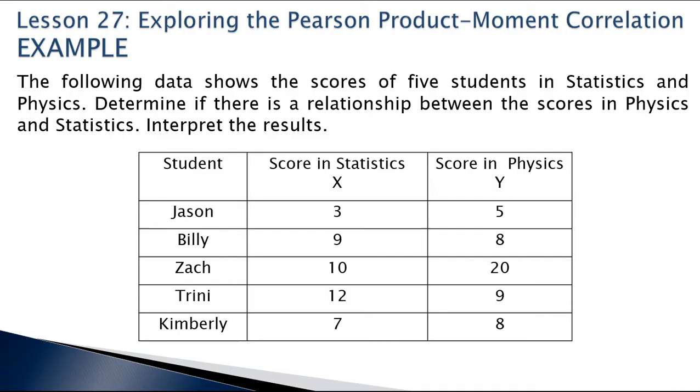What do we need to solve here? We will determine if there is a relationship between the scores in physics and statistics. How are we going to solve this? We're going to use the Pearson product moment correlation. So how do we do this?